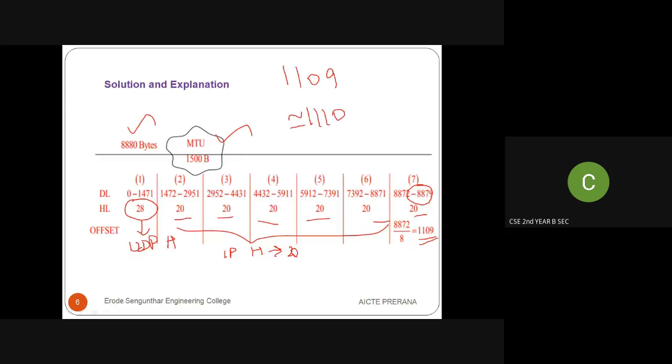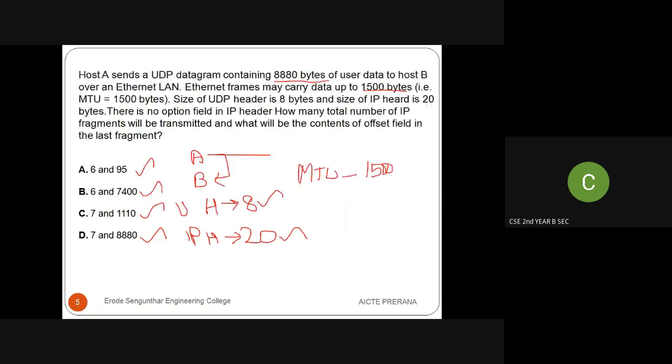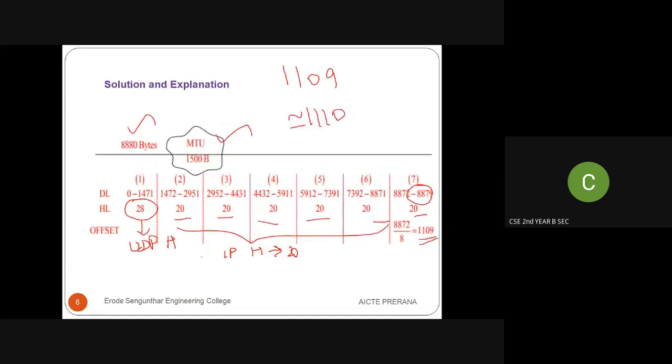1109, which is approximately equal to 1110, right? So which is approximately 1 or 2 bytes we can match up with the given data. Okay, so we are having the data as 6956, 7400, 71110 and 78880. Out of which the apt answer is 71110. So the right option is option C.